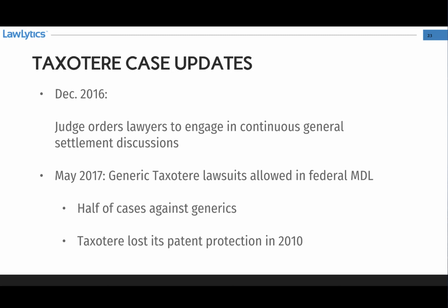Now, in a couple of other developments, in last May 2017, the court allowed generic Taxotere lawsuits to be filed in the federal MDL. And this is important because half of the cases are against generic makers. And this is because Taxotere lost its patent protection late in 2010.